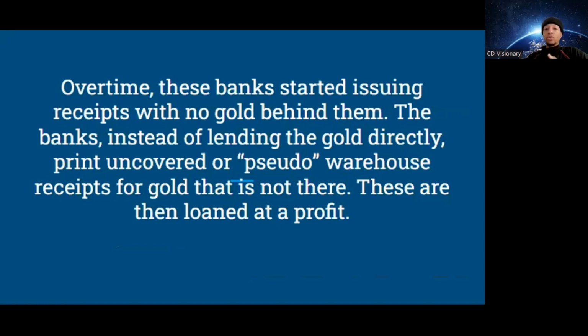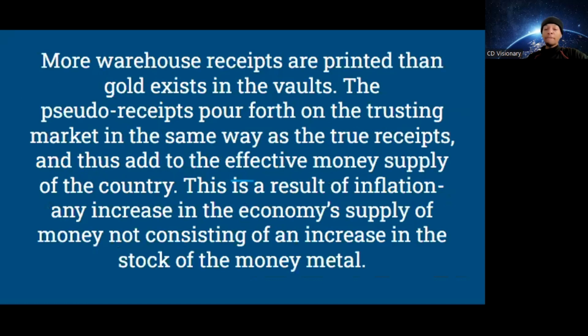Over time, these banks started issuing receipts with no gold behind them. Instead of lending the gold directly, the banks printed uncovered or pseudo warehouse receipts for gold that is not there. These are then loaned at a profit. More warehouse receipts are printed than gold exists in the vaults. The pseudo receipts pour forth on the trusting market in the same way as the true receipts, and thus add to the effective money supply of the country. This is a result of inflation. So this is basically how inflation started. They started printing these fake receipts backed by gold that didn't actually exist.